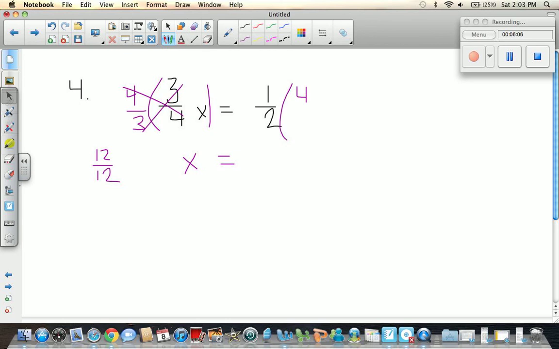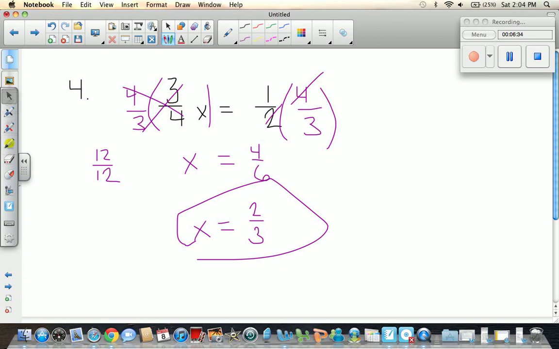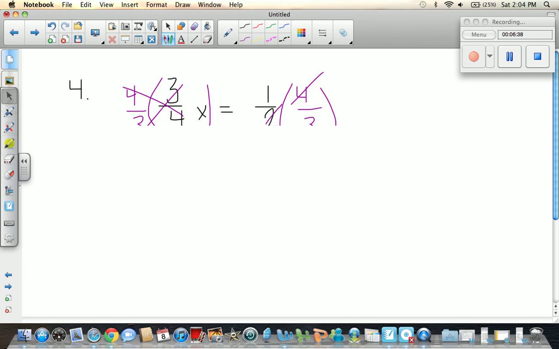On the other side, we also multiply by that same value, 4/3. 4 times 1 is 4, 2 times 3 is 6, and this time I didn't show the cross-canceling. I could have cross-canceled here, but I decided to just go ahead and reduce at the end instead of reducing up front. So 4 and 6 both have a factor of 2. 4 divided by 2 is 2, 6 divided by 2 is 3, so the result is a positive 2/3, and that was a terrible circling job. But anyways, let's move on to 5.